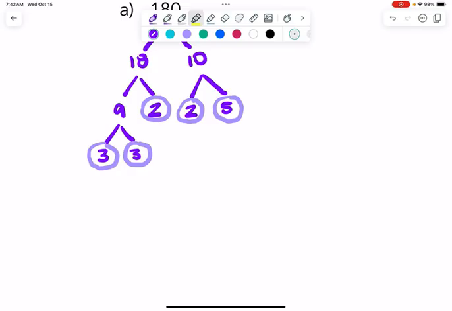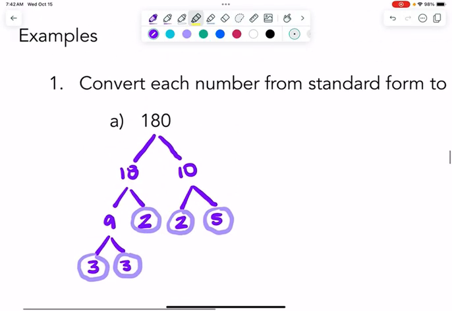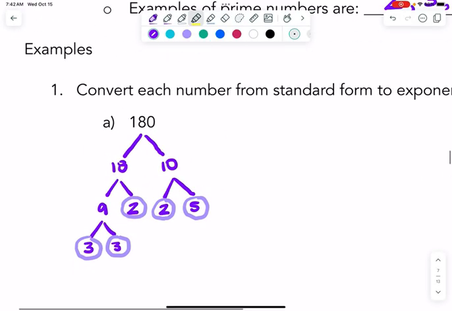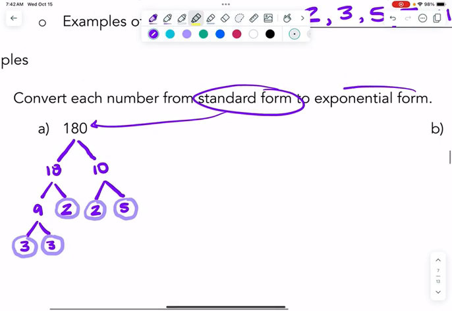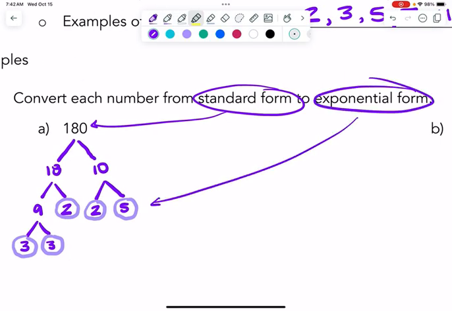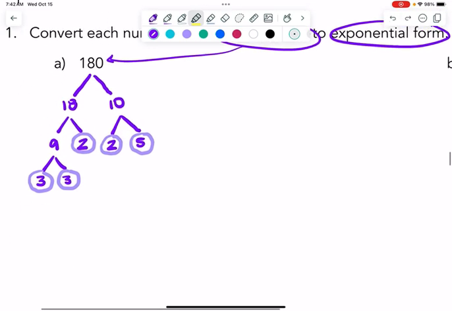A factor tree is just a way to help me break things down in a visual way, and I'm not doing this as mental math because that would actually be quite tricky. But it is not my answer. Because if I'm looking at the question, it says convert each number from standard form, which the 180 was, to exponential form. And the factor tree is not in exponential form. It's just a strategy to help me get there.